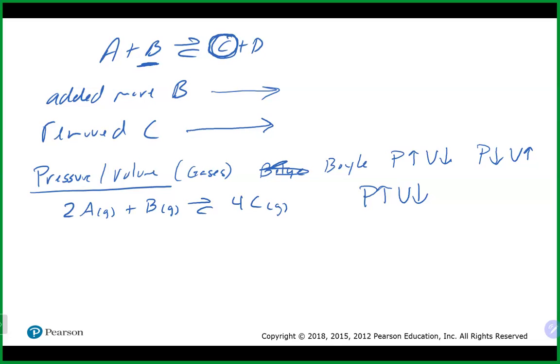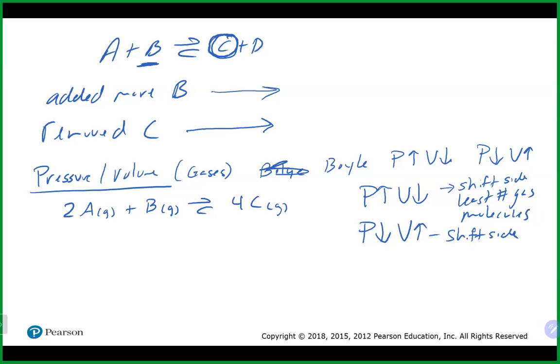So it will then shift to the side with the least number of gas molecules. And that depends on the equation you're looking at. You basically can count the coefficients and see how many each side has. If you do the opposite, pressure goes down, volume goes up. It will shift to the side with the most gas molecules.